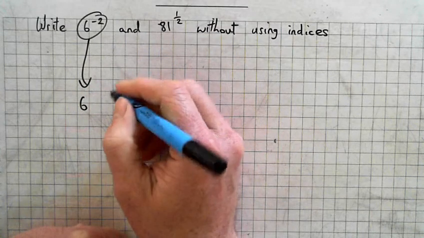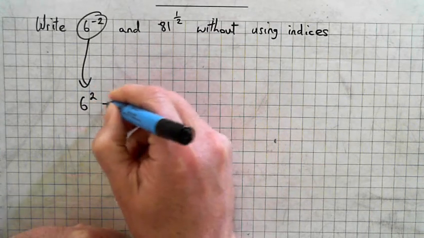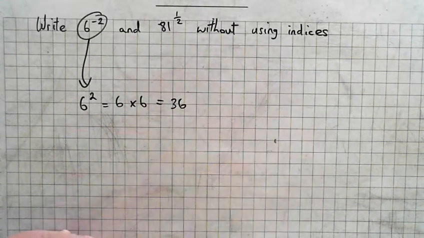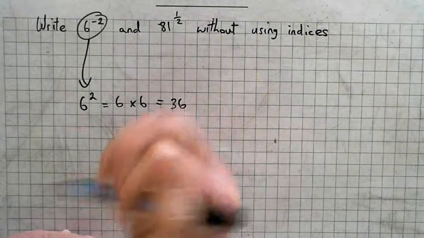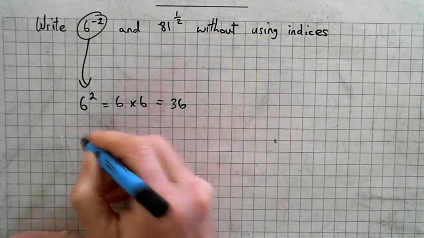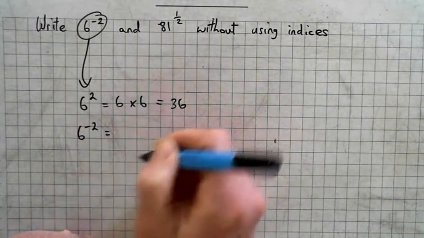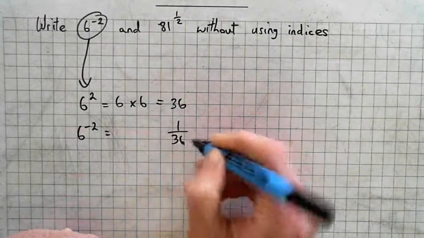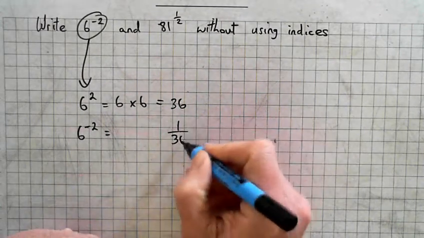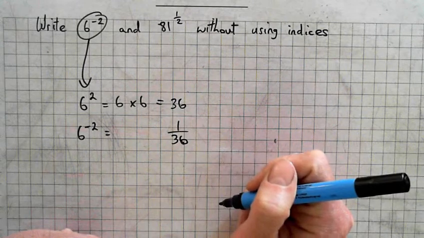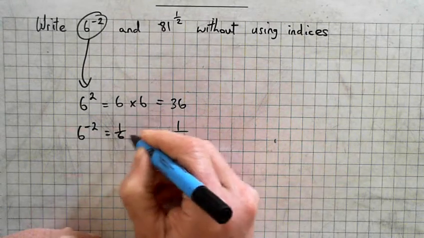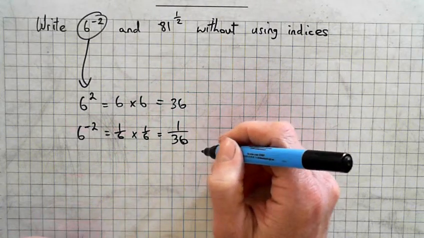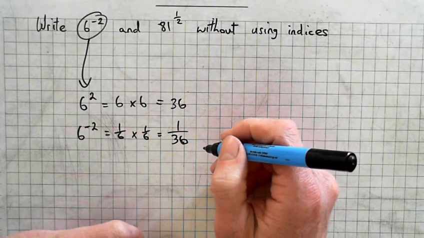First of all, what's 6 squared? 6 by 6 is equal to 36. What happens if you put a minus in front of the 2? The minus means put a 1 over the 36. So it's the same as 1/6 times 1/6, which is equal to 1 over 36.